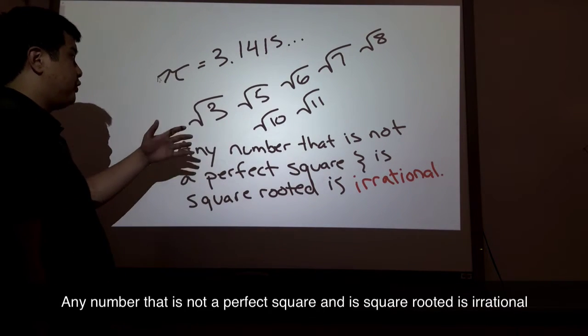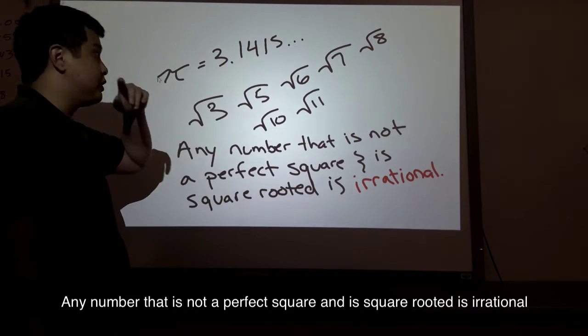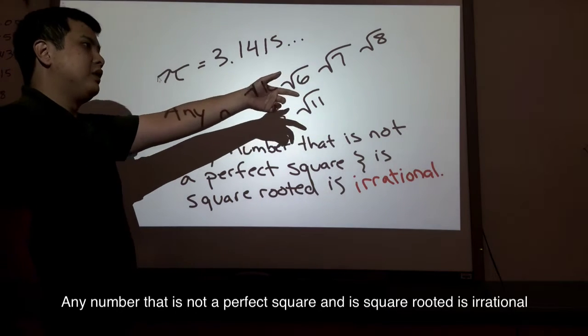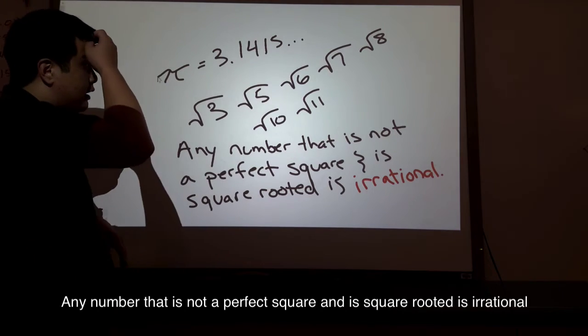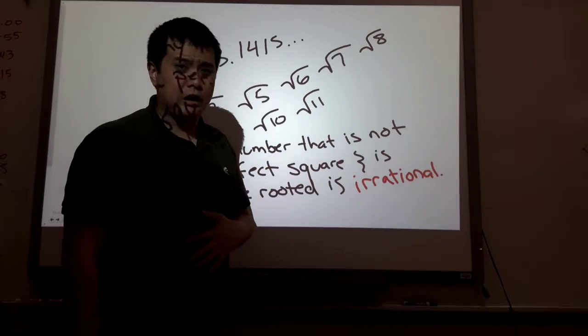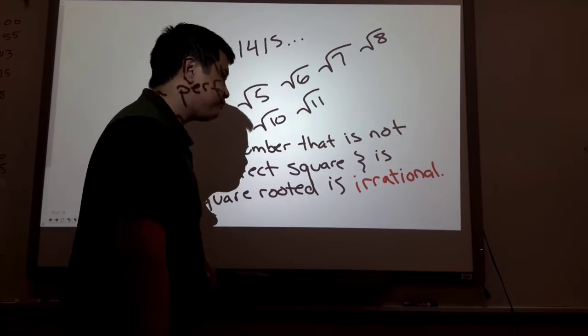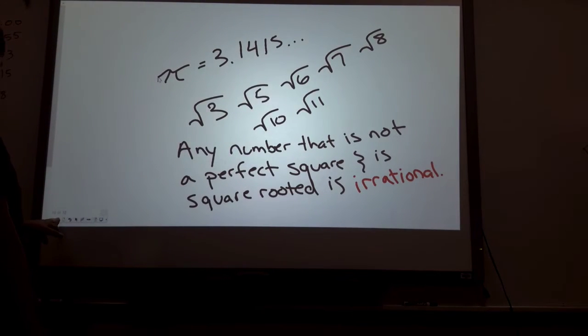Okay, so these are really the two different types of irrational numbers. Numbers that go on and on and on, but never repeat and are written as a symbol, and the square roots of non-perfect squares.